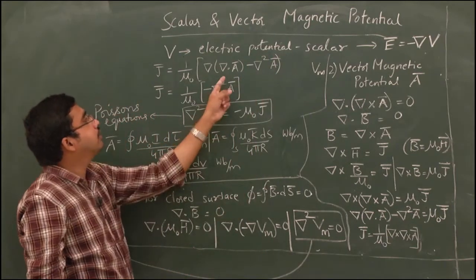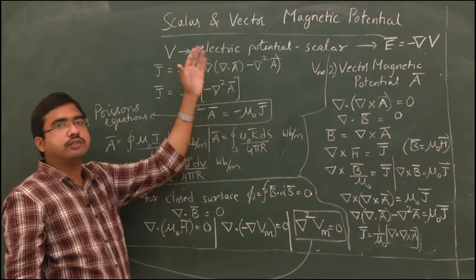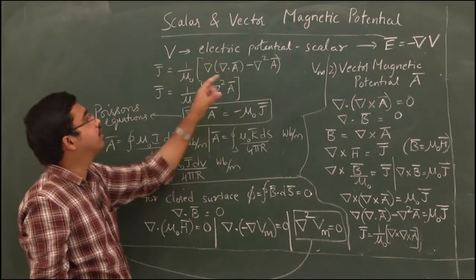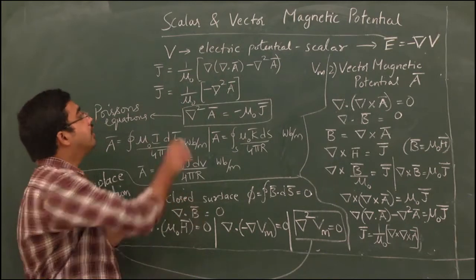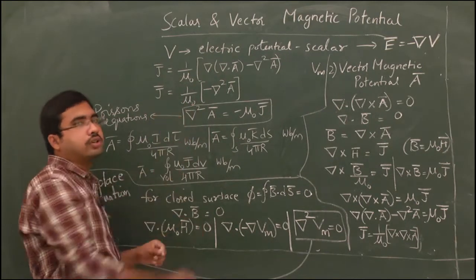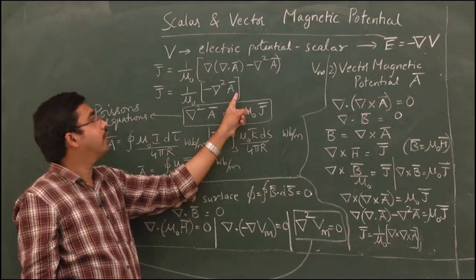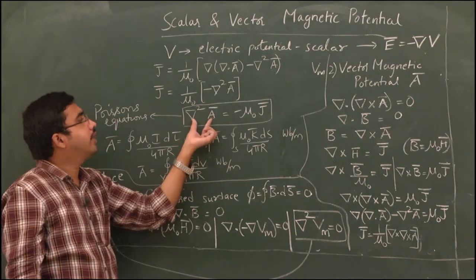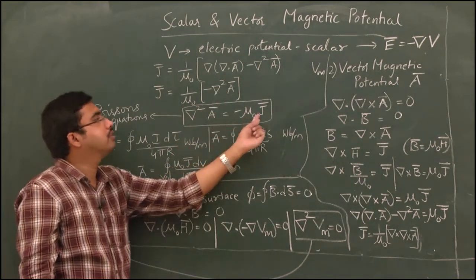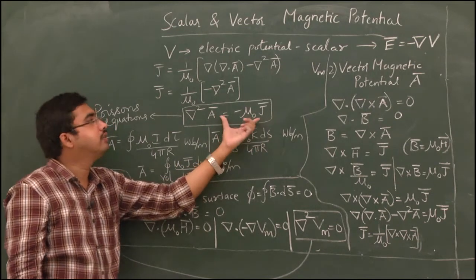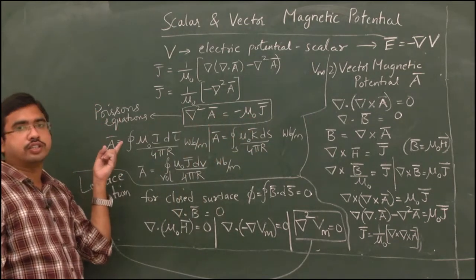Now this quantity is made 0 for conservation of magnetic fields. So finally we will be left with this current density J bar is equal to 1 by mu naught into minus del square A bar. Okay, that means del square A bar equal to minus mu naught into J bar. This is nothing but Poisson's equation.